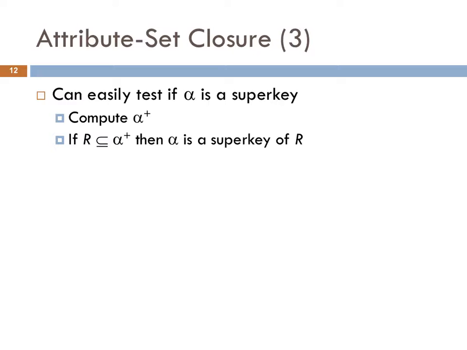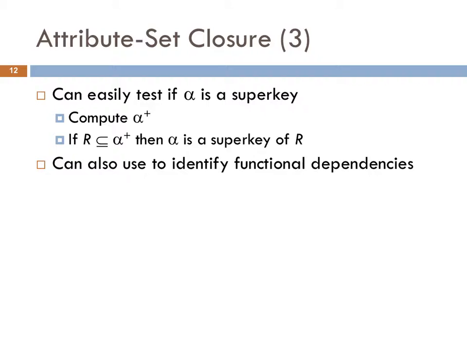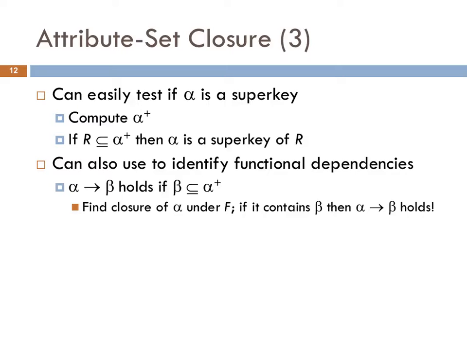Notice we just figure out what attributes are functionally determined by that attribute set, and if that happens to include the entire relation schema, we're done. It's a superkey. Again, this is just by definition, in a sense, because we're saying that keys are a special case of functional dependencies. Oh yeah, there are other ways of doing this too. So alpha functionally determines beta. If we want to figure out if that functional dependency holds.